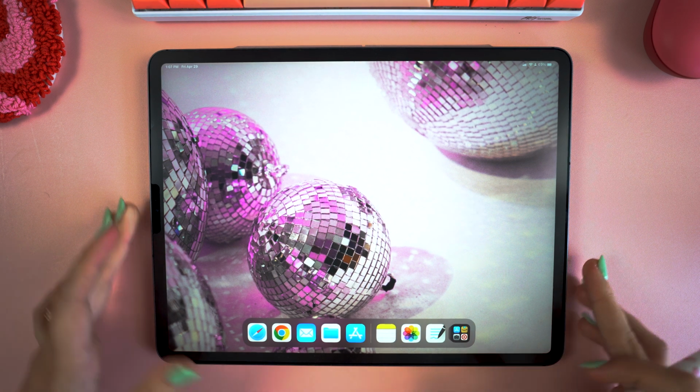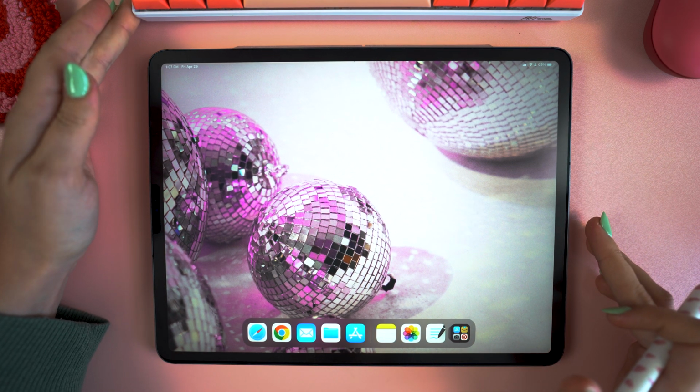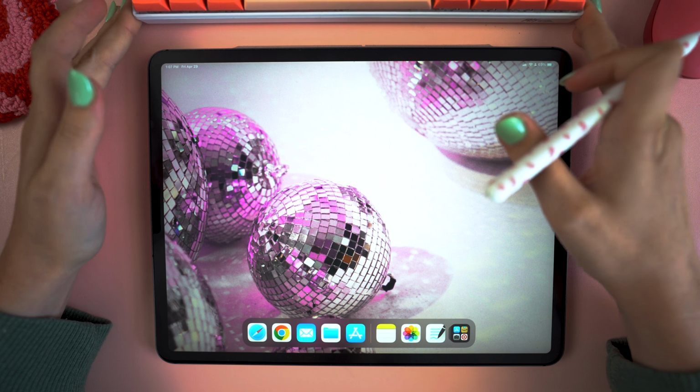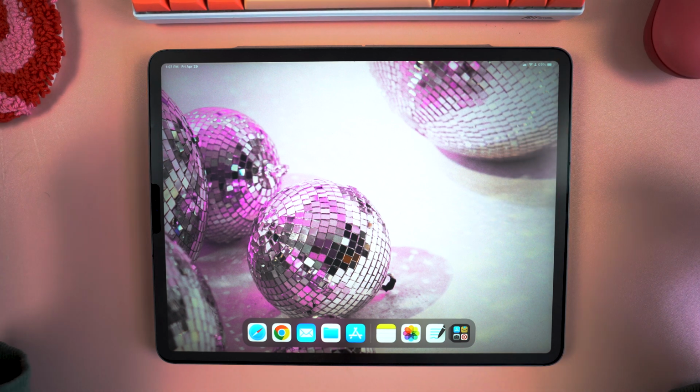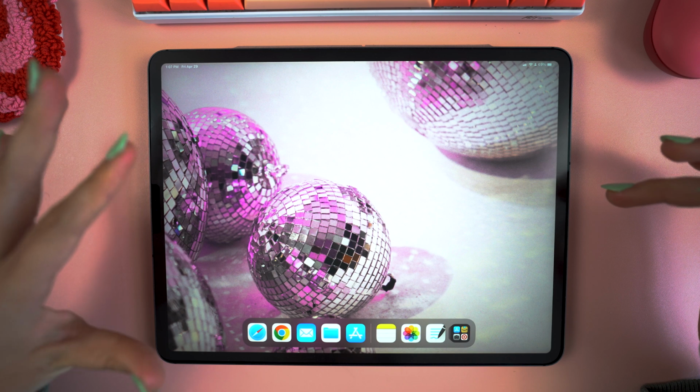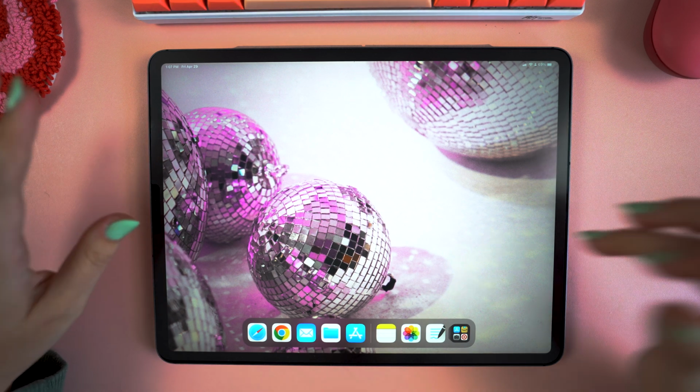I am just obsessed with the disco ball theme going on right now. I just think there's so many cute designs out there, and these look adorable. And it's kind of like a cute purpley tint, which is a little different from what I normally do. So I'm really excited about it.